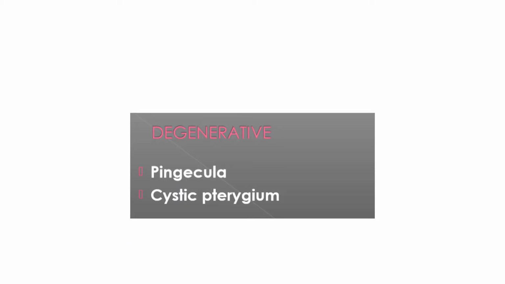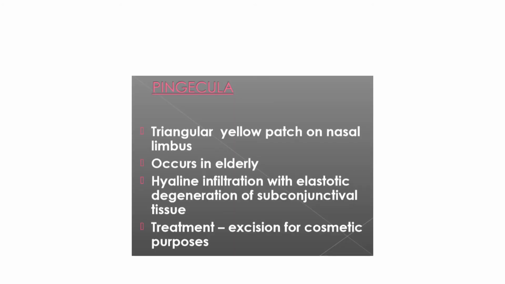Under degenerative cause, we have pingicula and cystic pterygium. Pingicula. It is a triangular yellow patch on the nasal side of the limbus. On the nasal limbus, it occurs in the elderly. It is hyaline infiltration with elastotic degeneration of the subconjunctival tissue. Treatment is usually excision for cosmetic purpose.